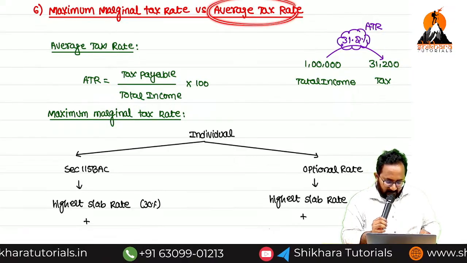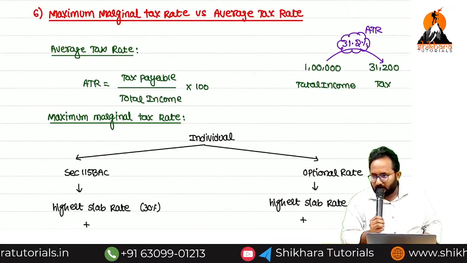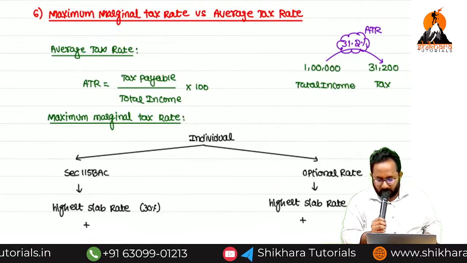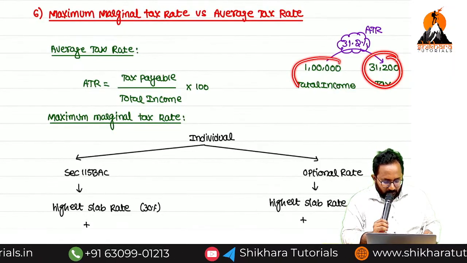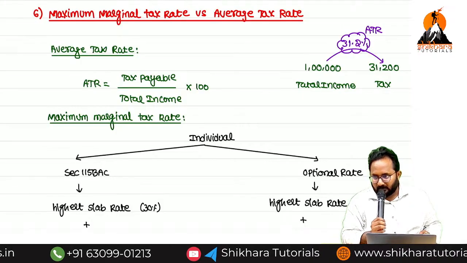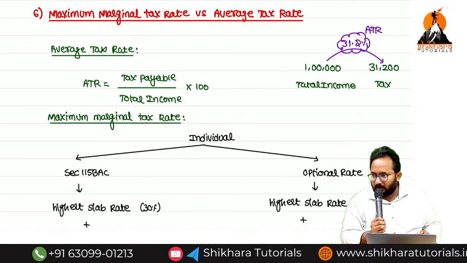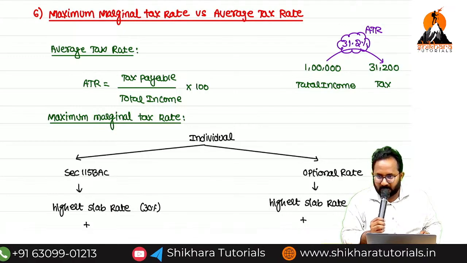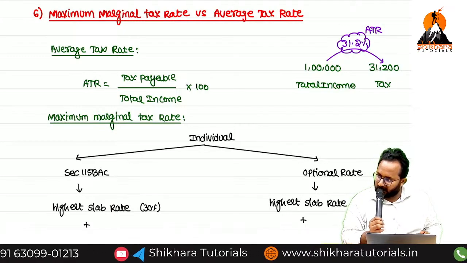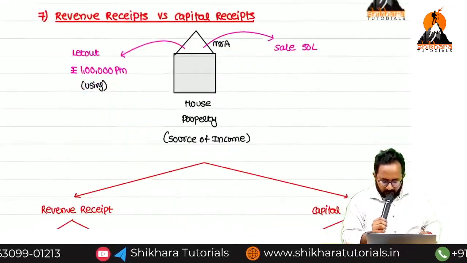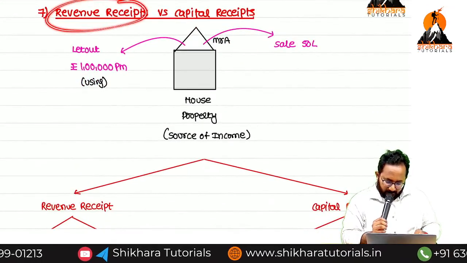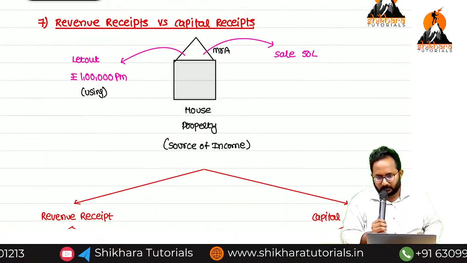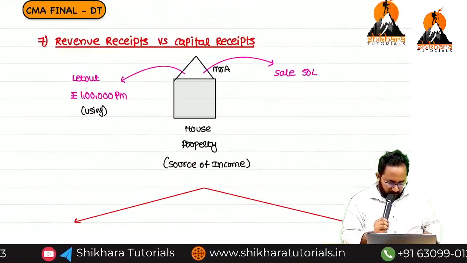Next, average tax rate means nothing but what? Average tax rate is equal to tax divided by total income into 100. Sir, in the examination, they will give you, yes, 10 lakh tax on 1 crore income. What is the average rate? 10 lakh divided by 1 crore into 100. Next, revenue receipt and capital receipt discussion is also over. So the 7th point is also over.